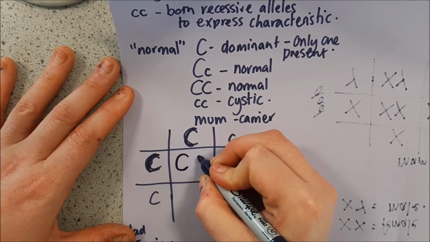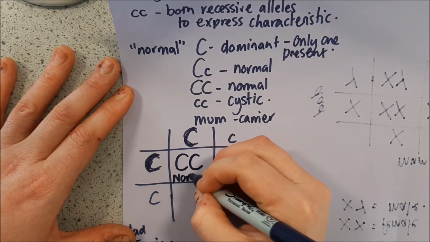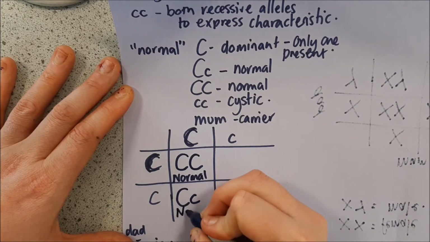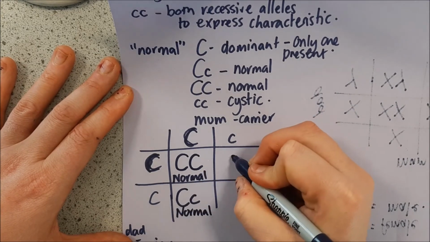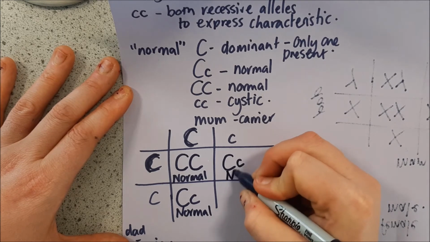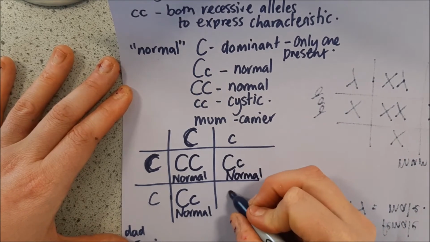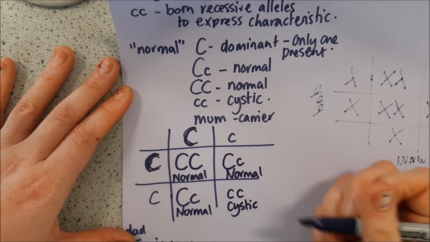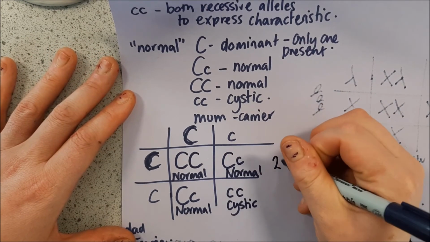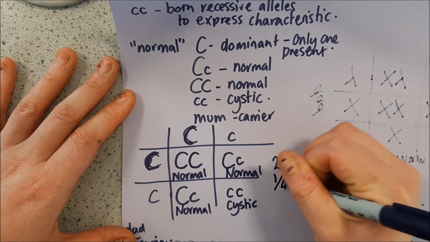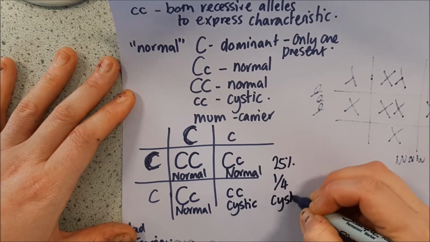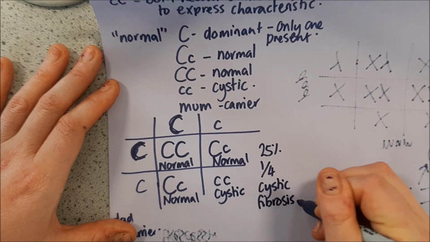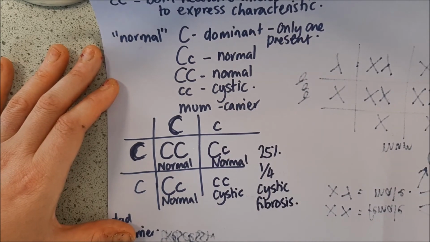So if this egg interacted with this sperm, normal child. If this egg interacted with this cystic fibrosis sperm, normal child. If this sperm interacts with this egg, normal child. However, if this sperm reacts with this egg, we've got CS. Okay, which means that out of 100%, 25% or 1 in 4 chance of having cystic fibrosis if both parents are carriers. There we go.